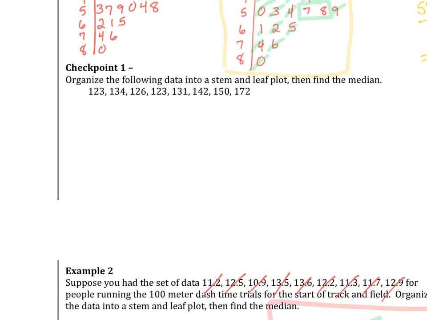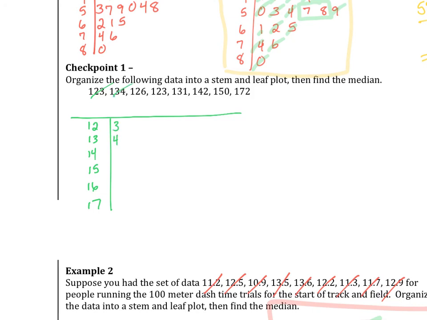All right, so in the checkpoint, notice these numbers are 3 digits. So 3 digits would mean that 2 digits go on the left, 1 goes on the right. So the smallest number is in the 120s, the biggest is in the 170s. So we would go 12 for 120, 13, 14, 15, 16, and 17. So we go through our list. 123 will be after the 12.